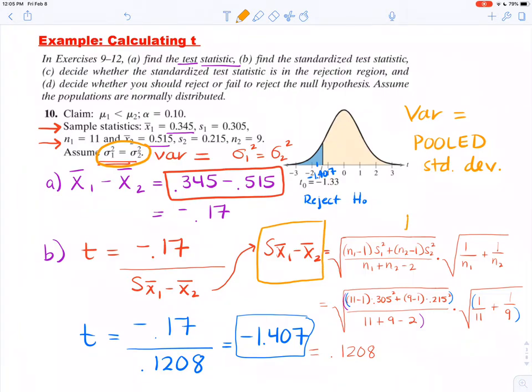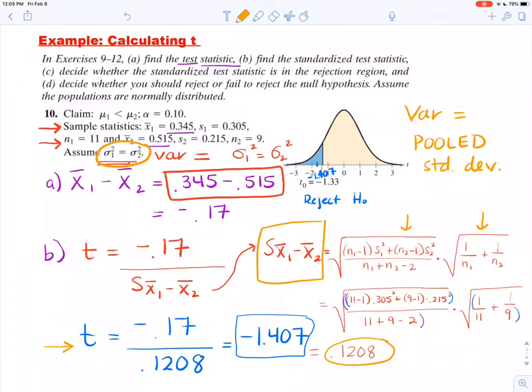So here's my formula. That's what my formula looks like. And then I plugged in all my information based on the sample statistics. And I calculated a pooled estimate of the standard deviation at 0.1208. Now, pulling all of that together, I took that difference between the sample means, I divided by the standard deviation, and I got a standardized test statistic of negative 1.407.